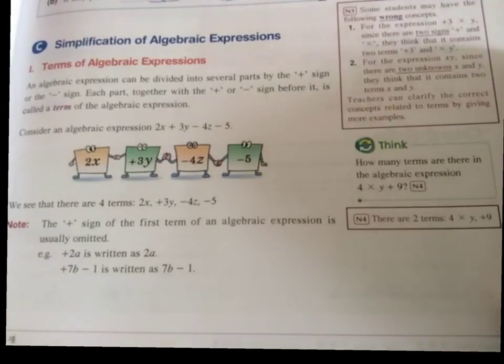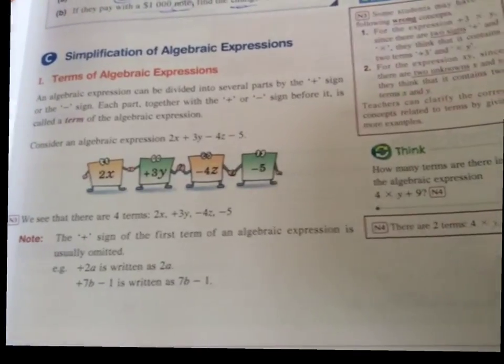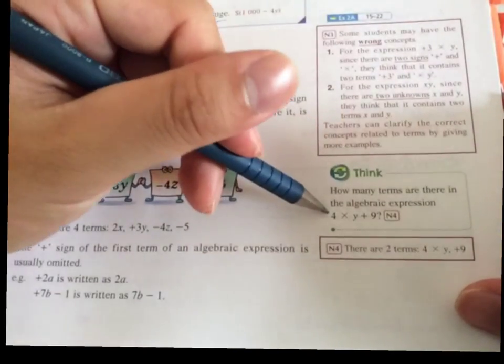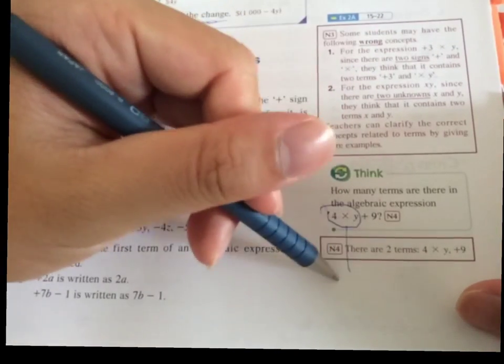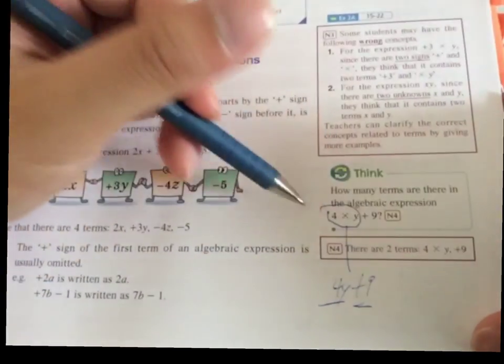And you have to count the number of terms. Multiplication, you count as 1 term. 4 times y plus 9, we can write as 4y plus 9. So there's 1 term and 2 terms. 4 times y is 1 term, 9 is another term.